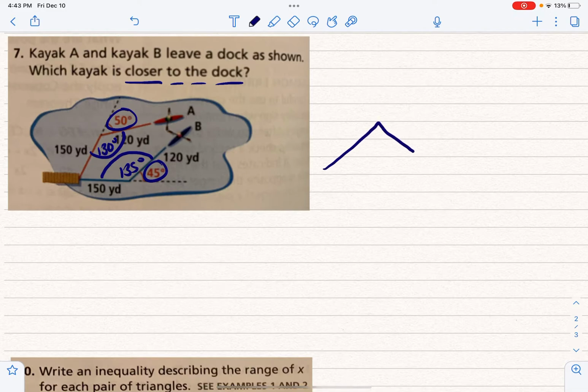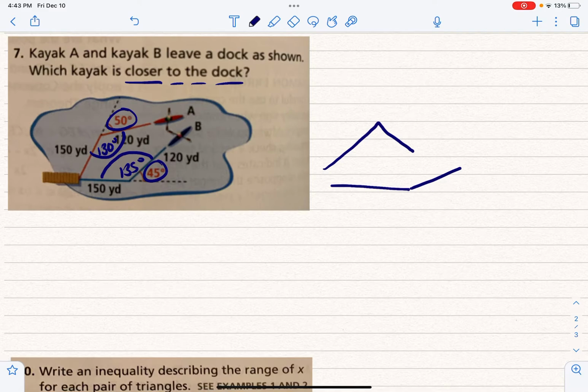Think about a more exaggerated example. What if that was a really small angle? One looked like that, and the other one looked like that. It would be really obvious which one is closer to the dock, okay? Now, maybe that first side is a little bit too long for that one, so let me try that again. But you can say, well, he went about to here, and then he went out to here. That's pretty clear on who's closer and who's further away from the dock.